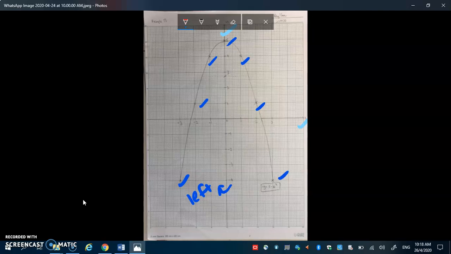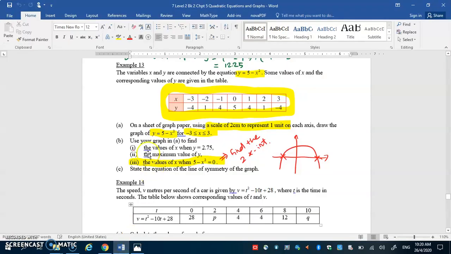And after you draw the graph, you must label it with the equation of the curve. So double check that you have written down y equals 5 minus x squared over here, anywhere along the curve. So the equation of the curve has been written down. And now we can move on to answer the questions over here.